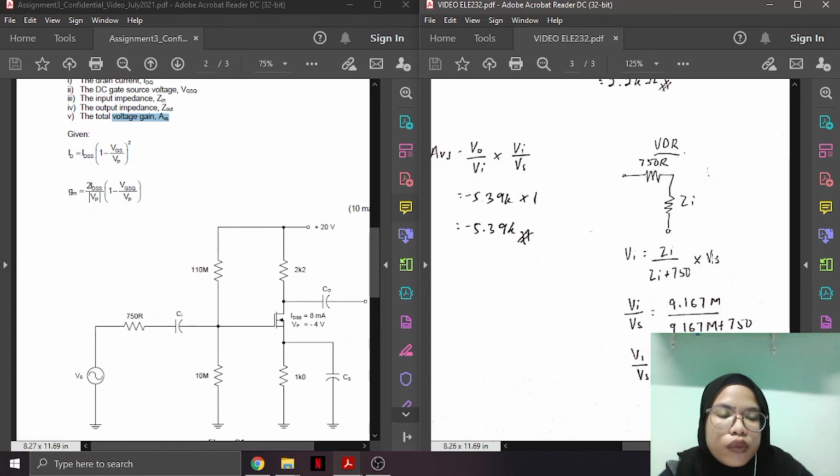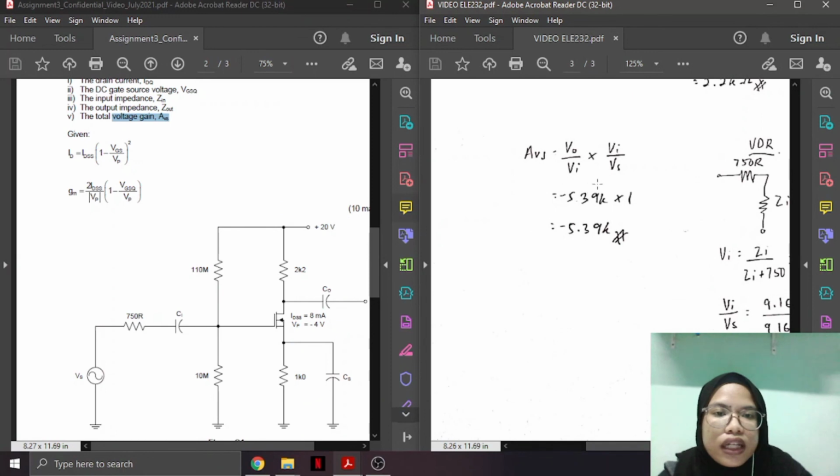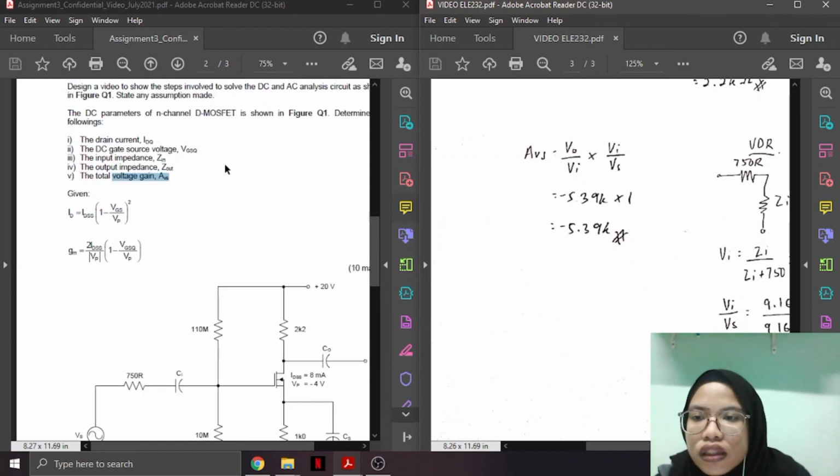So we move Vs to here. We will get the value for Vin over Vs is 1 volt. So from there we will get the value for AVS. AVS is negative 5.39K times 1, equal to negative 5.39K. So the value for AVS is negative 5.39K. That is all, and that is the last question that we need to solve.